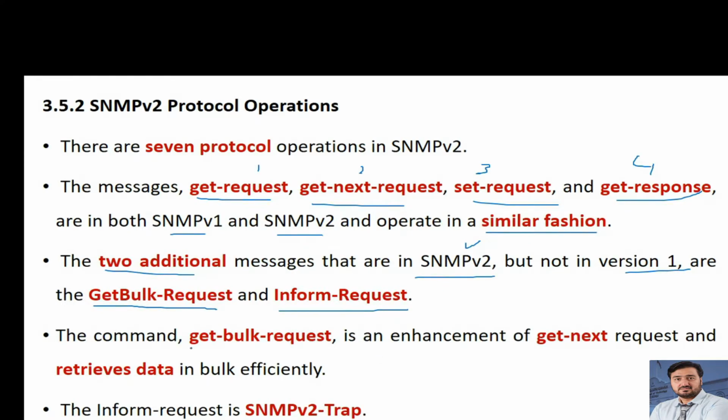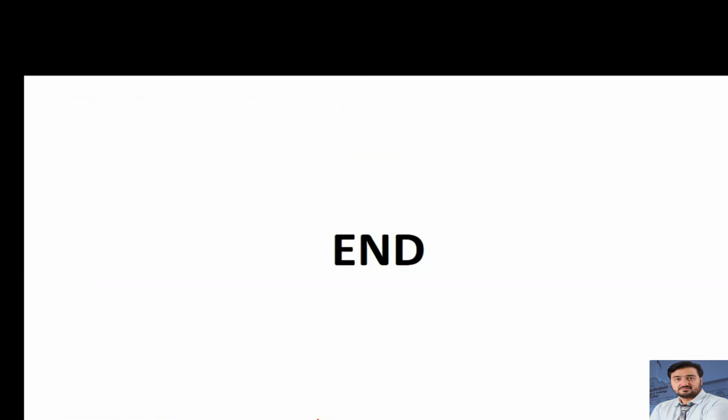The get bulk request command is the enhancement of get next request. We are enhancing get next request with the help of get bulk request, which requests and retrieves data in bulk efficiently. The other additional message is the inform request, the inform notification in SNMP version 2.